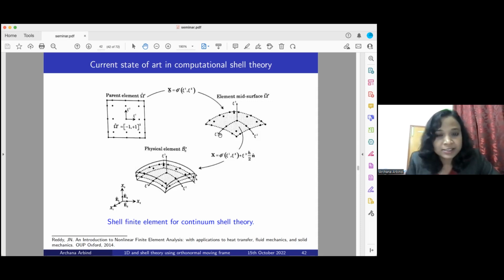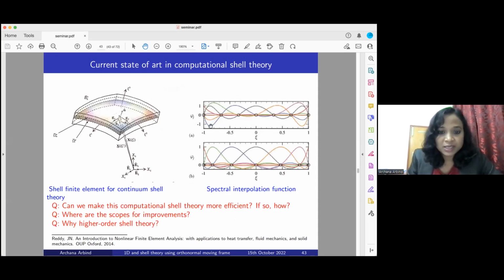But these are not necessarily normal or perpendicular to each other. So xi1 and xi2 could be non-perpendicular to each other as well, for general geometry. The other thing is that we can use a spectral interpolation function in finite element, which seems to give pretty good results. So this is the current state.